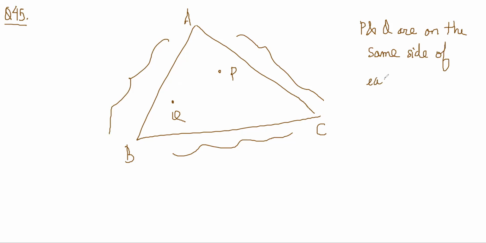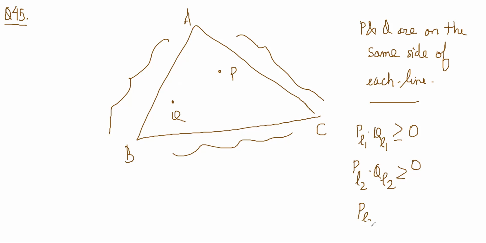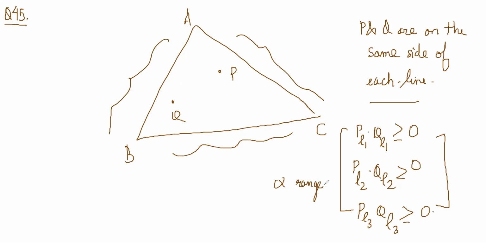Correct. So you put the value of P and Q in each line: P in line 1 and Q in line 1 should be greater than 0, and P in line 2 and Q in line 2 greater than or equal to 0, and P in line 3 and Q in line 3 greater than or equal to 0. These conditions will give you the alpha range. In this case, they could lie on the triangle also, in which case they will be equal to 0. So greater than or equal to 0. So this is the same idea again.